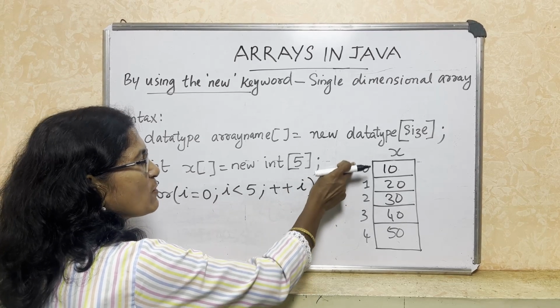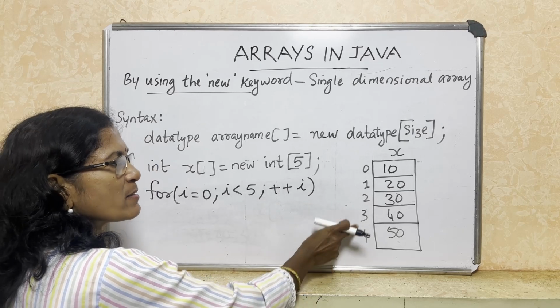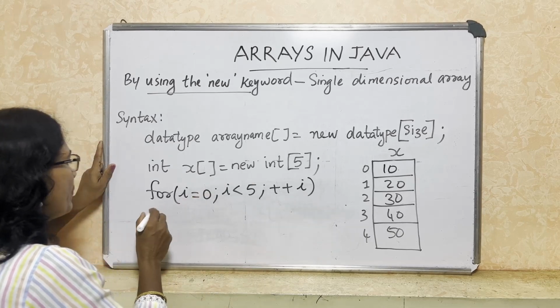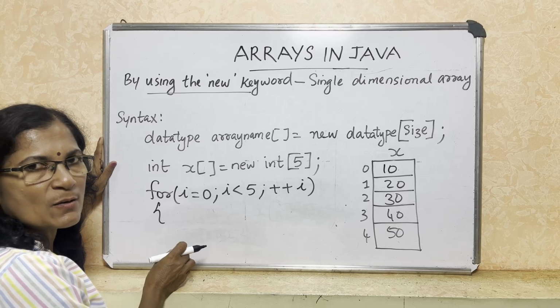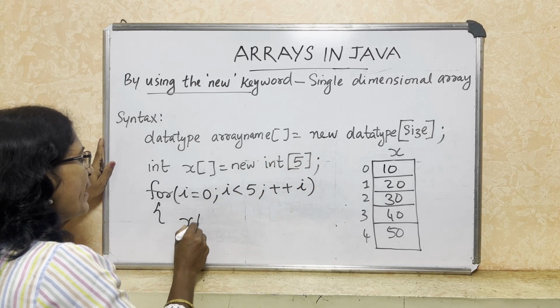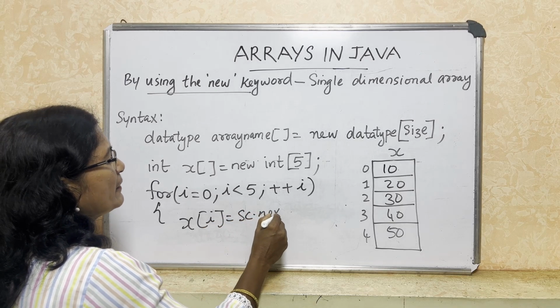How the value of the index variable changes: it is increased by 1. 0, 1, 2, 3, 4. So i plus plus. And to store the data into these locations, we can use the Scanner class object's nextInt method. So x of i is equal to the Scanner class object's nextInt method.